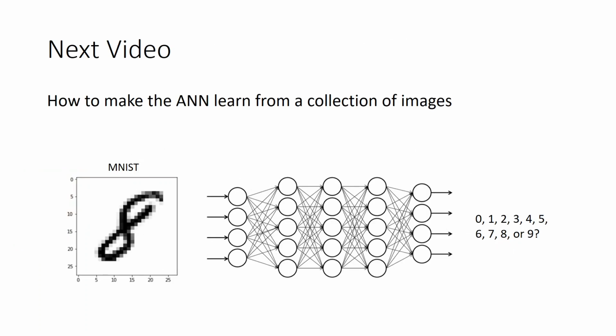In the next video, we will develop a simple ANN to recognize handwritten numbers. We will use a database known as MNIST, which has 60,000 images in it.